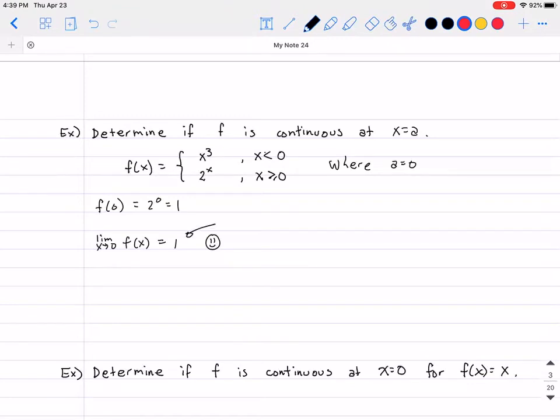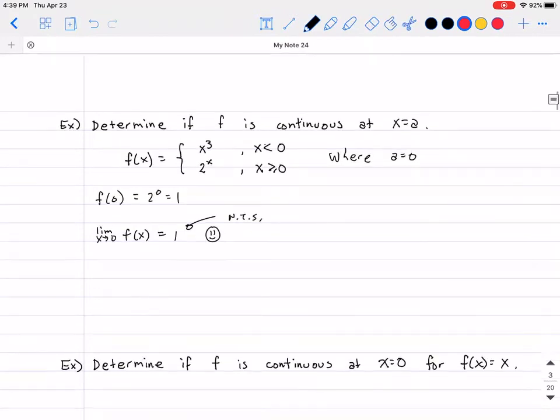But if it does not equal 1, then that means that we have a problem. So this is what I'm going to need to show, or not need to show, or disprove, basically. So let's go ahead and do that. Limit as x approaches 0 of f of x.